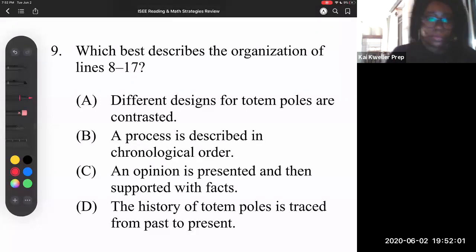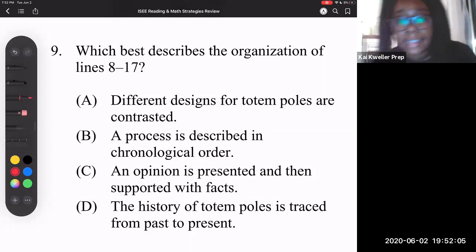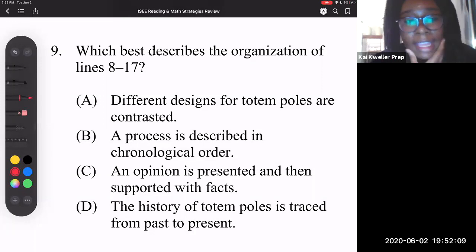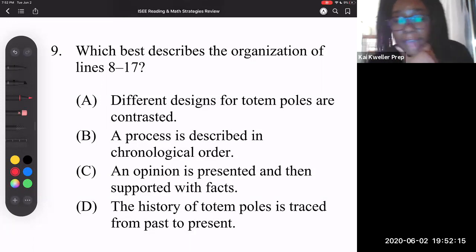Okay. All righty. So what best describes the organization of lines 8 through 17? Now, again, when they give you specific lines, what do we do? Do we look at just those lines or do we look at before and after? Plus 4, minus 4.